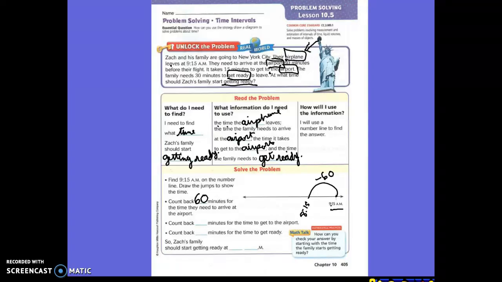Then it says count back blank minutes for the time to get to the airport. How much time do they say it takes to get to the airport? 15 minutes. Okay, so let's write 15 on there. And then we're going to have to jump back 15 minutes. Luckily, it's 8:15. So if we jump the whole 15 minutes, we should know what to do. What's 15 minus 15? 0. Okay, so if we minus 15, then our minutes will now be 00. So what time is that? 8 o'clock.